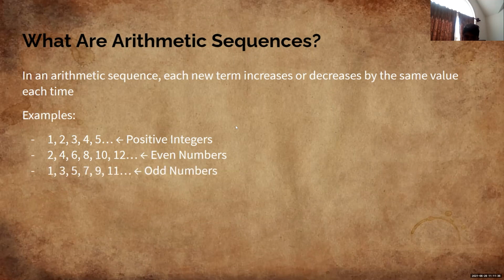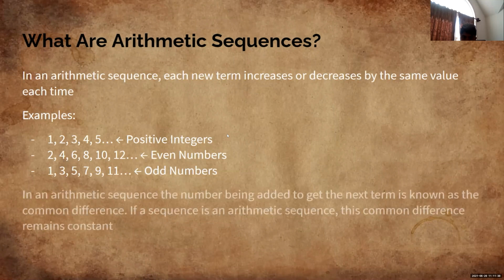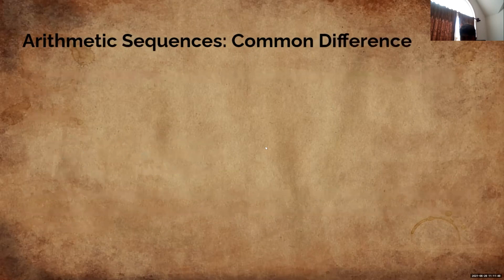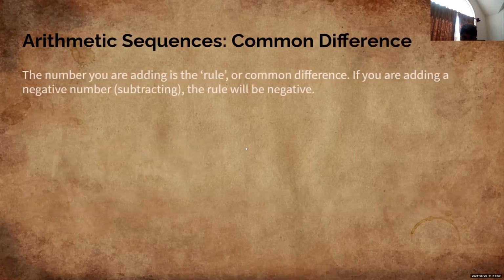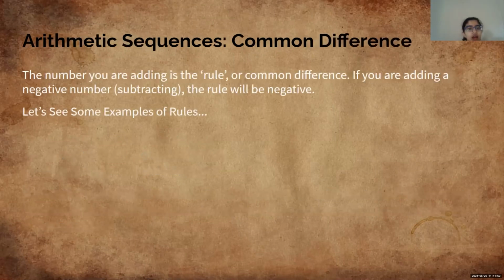In an arithmetic sequence, the number being added to get to the next term is known as the common difference. If a sequence is an arithmetic sequence, this common difference always remains constant. So the number you're adding is the rule, or the common difference. If you're adding a negative number, the rule will be negative.